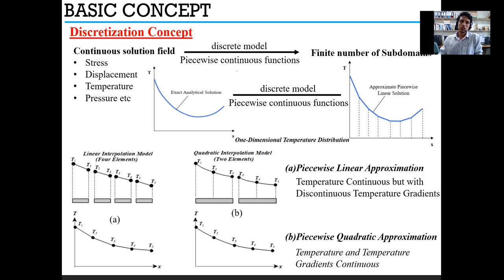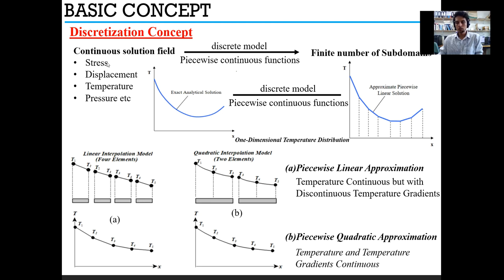So the basic concept is the discretization concept. Say for example there is some continuous solution field, which could be stress, displacement, temperature, pressure, etc. Here you can see the temperature rise with the distance. It's a one-dimensional temperature distribution.